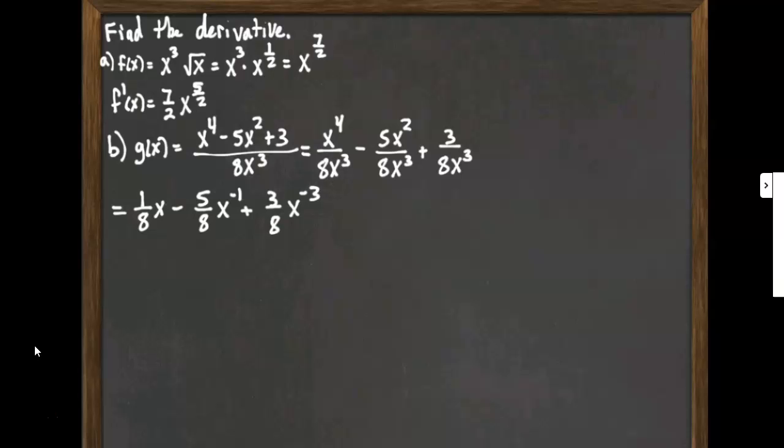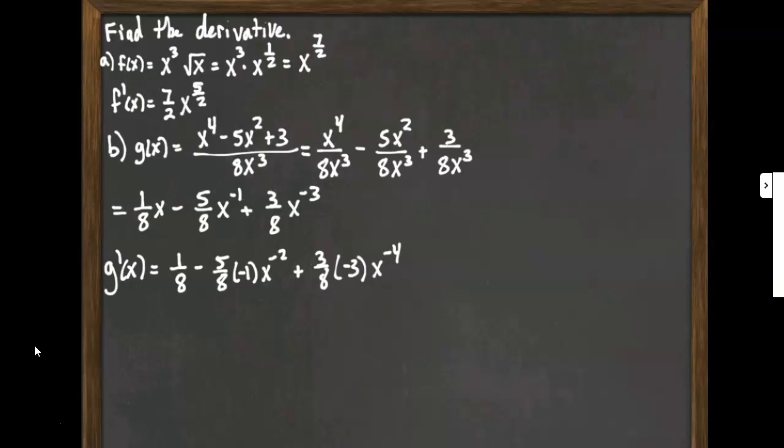And so we go ahead and do that. The derivative of g would be the derivative of 1/8 x, which will just be 1/8, minus 5/8 times the derivative of x to the minus 1. Remember the power rule, multiply by the exponent, decrease it by 1. So it'll be times minus 1 x to the negative second, plus the constant 3/8 times the derivative of x to the negative third. Multiply by 3, drop the exponent by 1, gets us down to x to the negative fourth.